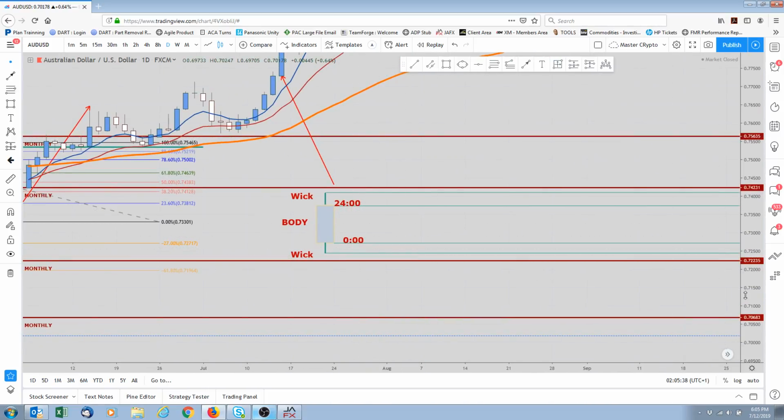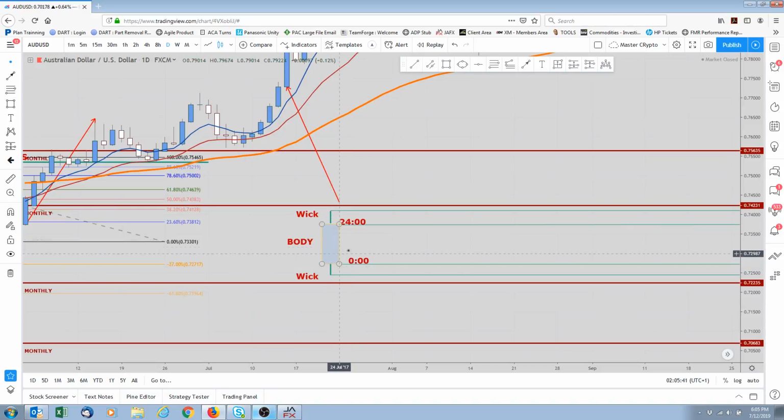So what makes up a candle? You have the body and the wicks. This is a wick, this is a wick, and this is the body. If this is a daily candle and it's dark blue like this, it means it's a bullish candle, it's going up. The body tells you where price opens. Since this is a 1 day candle, it started right here at 0100 hours, and then it closed here at 2400 hours.